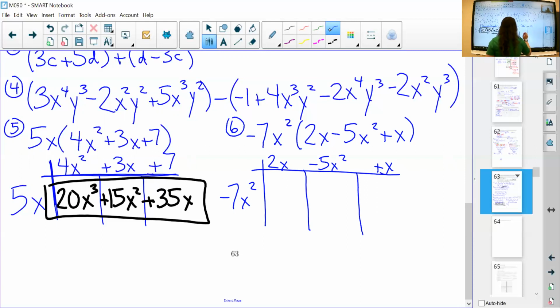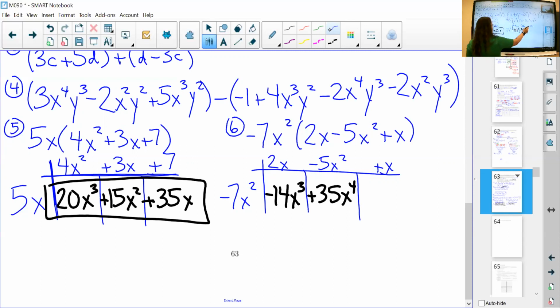I'm going to make my chart and then do multiplication. So this cell here gets the product of what's on the left and what's above. Negative 7x squared times 2x is negative 14x cubed. This gets the product of what's all the way to the left, negative 7x squared times what's above, plus 35x to the fourth, plus x times negative 7x squared, negative 7x cubed. It's not in order. Got to do a little work. And in fact, we can even combine some like terms.